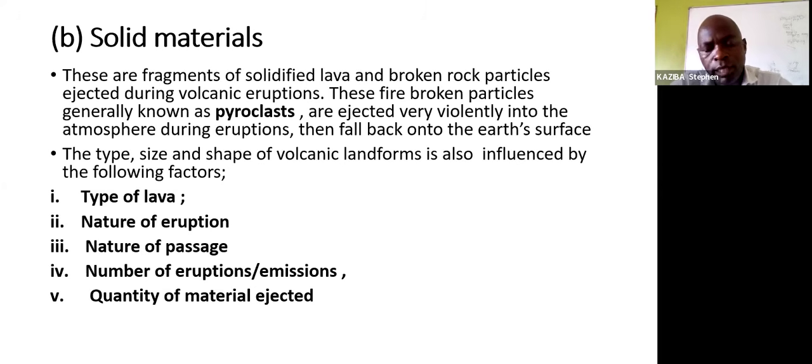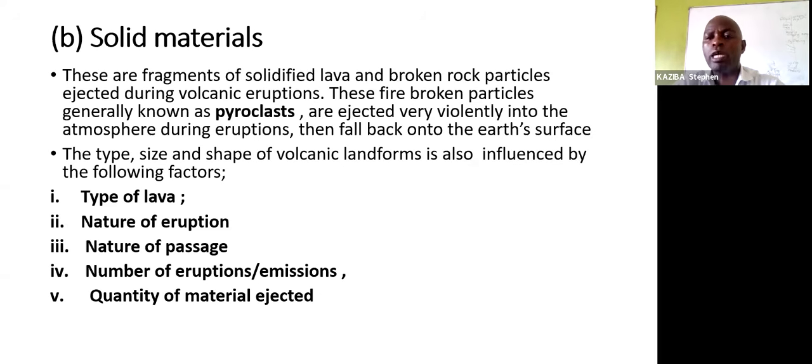Now, besides the nature of the material, you also have other things to consider when you're explaining those points. As you're explaining, make sure you mention the type of material that is erupted. You mention the nature of eruption. You have to talk about, is it violent? Of course, violent eruption is associated with acidic lava. Then you also talk about is it effusive or silent? Effusive eruption is associated with basic lava.